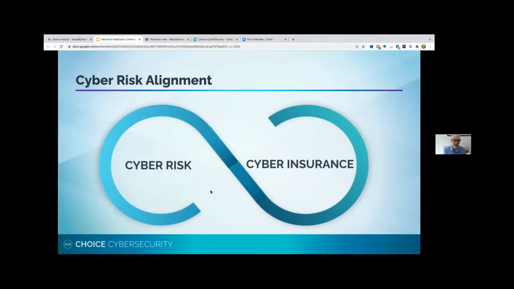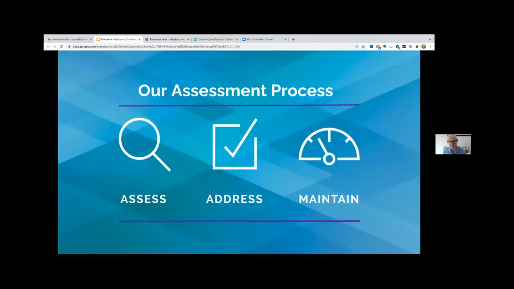So what I want to help you do today is understand how to match and balance out the cyber risk with your cyber insurance risk. We've developed a process. It's a 3-step process called assess, address, and maintain. The first step is a risk assessment. You want to get an independent risk assessment because a lot of times IT personnel, in-house or outsourced, aren't really trained in cybersecurity. While they're trained in technology, they're not always experts in cybersecurity. You want to get a good baseline risk assessment.